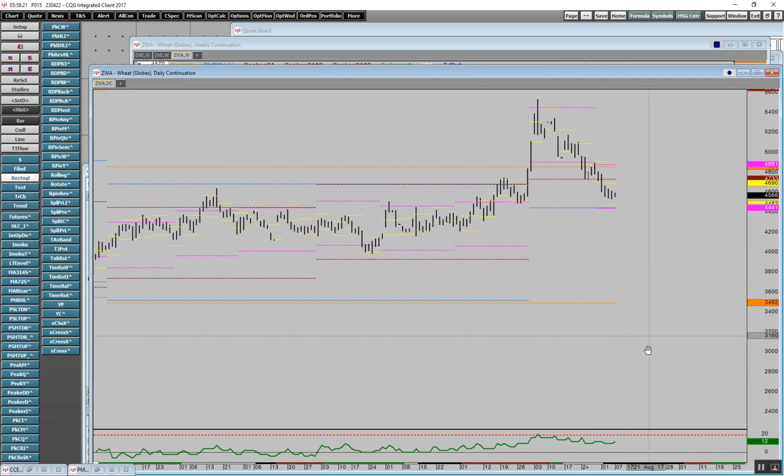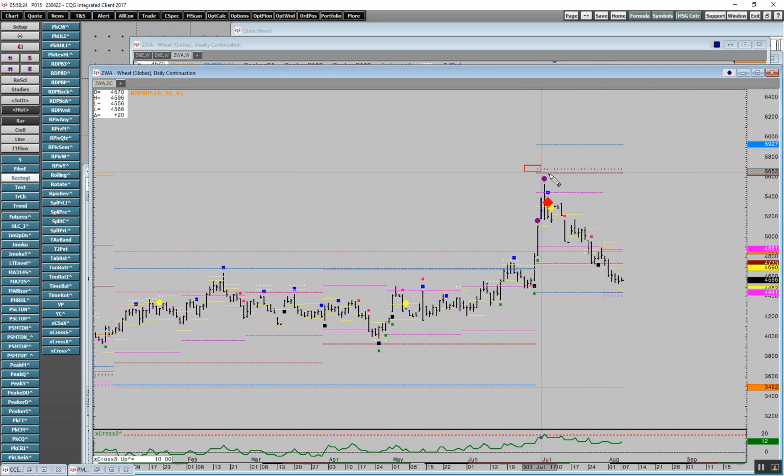From a pivot perspective, interesting to note at the high that we got the quarterly slingshot mode, and that was responsible for this move down. Equally, however, now we've got a monthly slingshot mode from below, which is often associated with moves higher, as long as we close above this monthly pivot at the end of the month. So that's some additional suggestion that we might be basing in the grains, well, in wheat again.